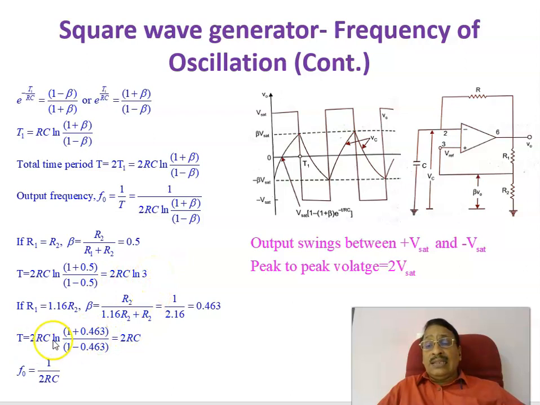Now, in this case, if R1 is selected as 1.16 R2, the time period is given by 2RC, and the output frequency is given by 1 by capital T, or 1 by 2RC. Therefore, this is a special case when you select R1 equal to 1.16 R2. This is the equation for the output frequency, and this is the time period of an astable square wave operation here.